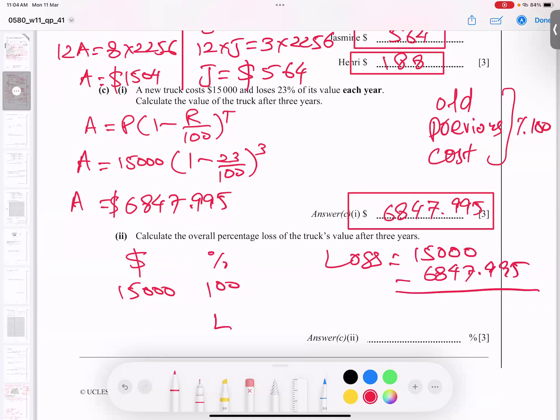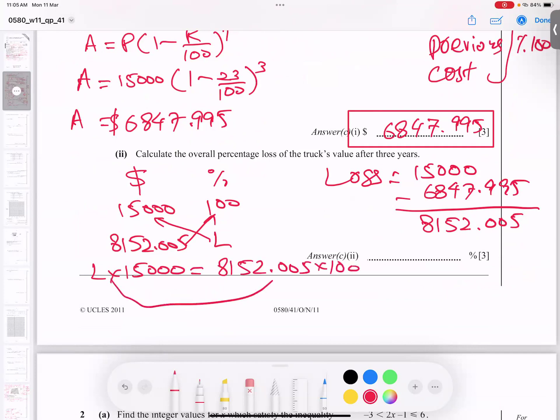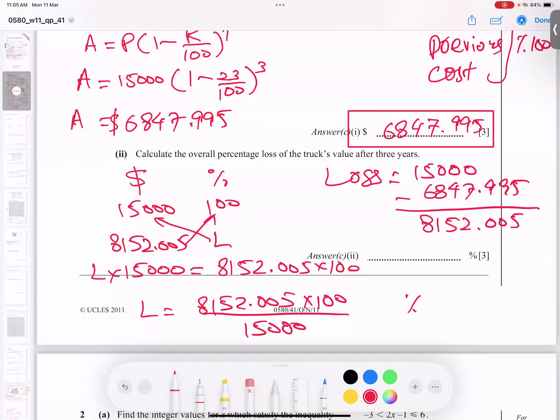So let me check it. 15,000 subtract this one, I get a loss of 8152.005. This is the loss. I want to check what percentage it is equal to. So this is multiplying with L and this multiplied there. So L times 15,000 equals 8152.005 times 100, and this value will divide. So it means 8152.005 into 100 divided by 15,000. Okay, it will give us the percentage loss.